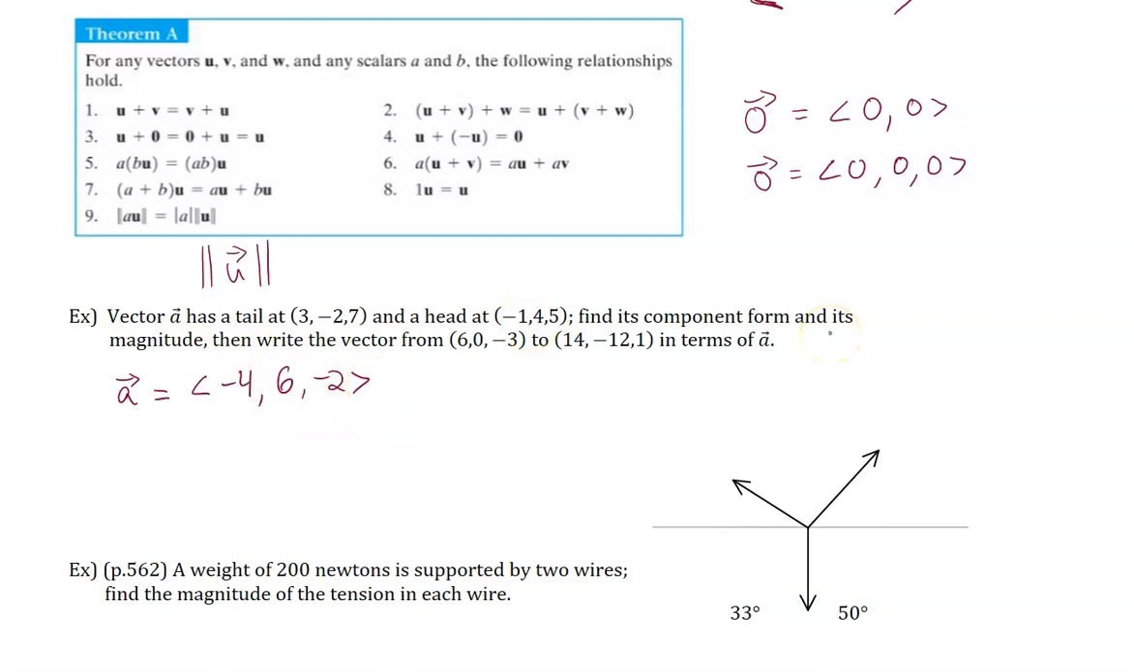And then for the magnitude, remember we're finding the length, so we're really just using the distance formula. Okay, so that's going to be the square root of each of these terms squared and then the sum. So that's going to be 16 plus 36 plus 4, which is root 56, which we can stop there, or that's 2 root 14 if you would like to simplify.